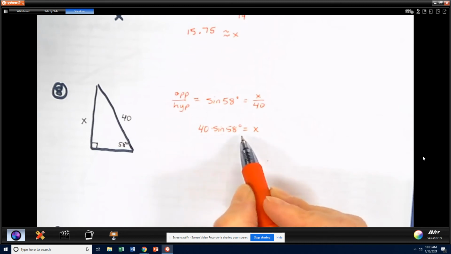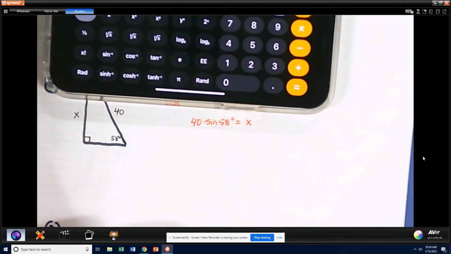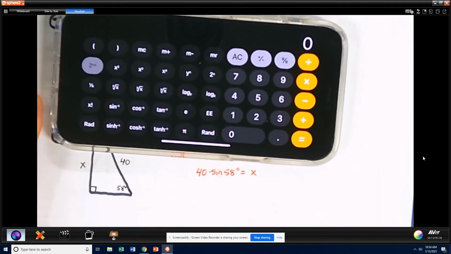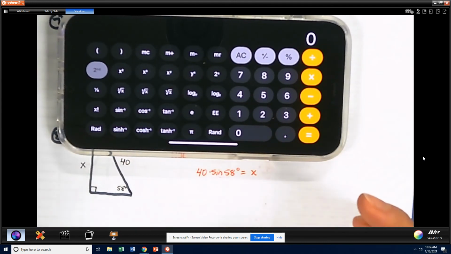When you go to enter this into a calculator, you have to be very careful about your order of operations. Because if you're using your cell phone calculator, as I imagine many of you are doing, you have to first find the sine of 58 before you multiply by 40, or else you're going to get things that are wrong. So first you have to find the sine of 58, and then you have to multiply by 40.